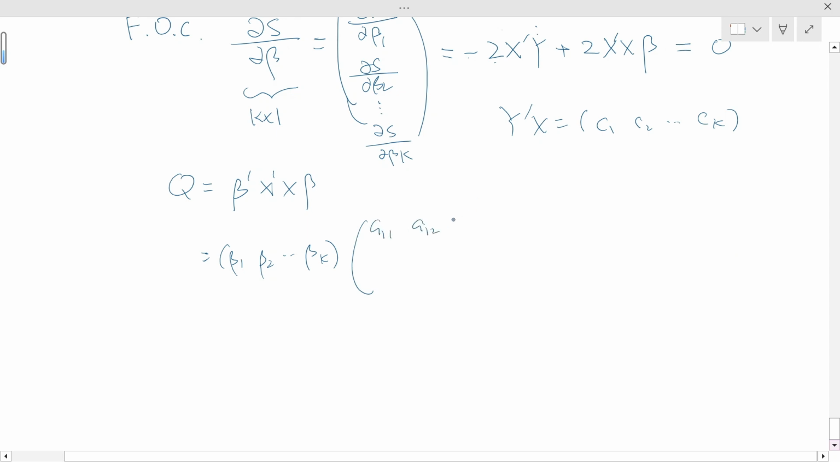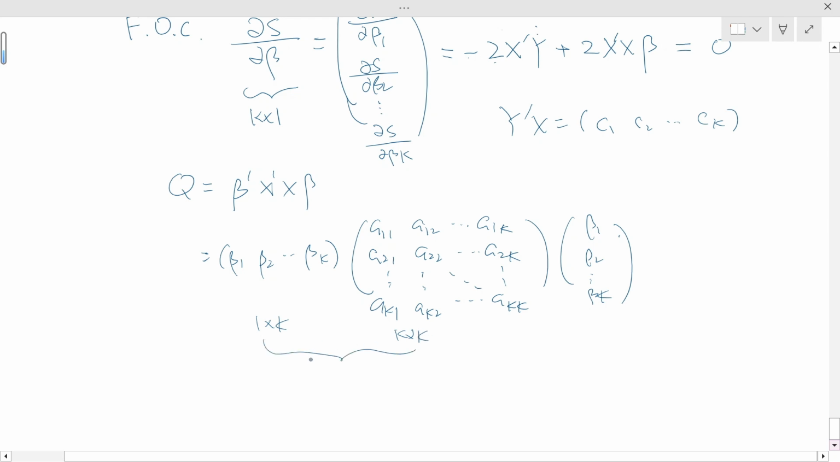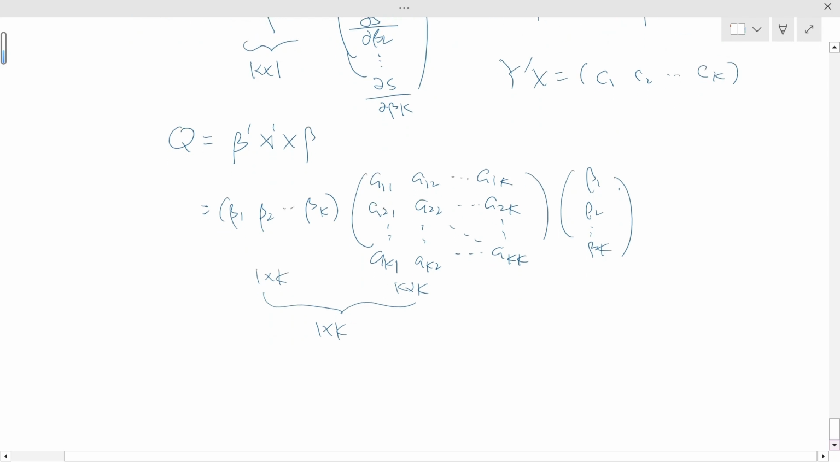A11, A12, A1k, A21, A22, A2k, AK1, AK2, AKK times beta 1, beta 2, beta k. So this is 1 by k, this is k by k. So this multiply this one, we get 1 by k row vectors.